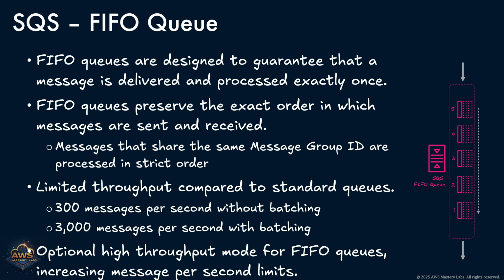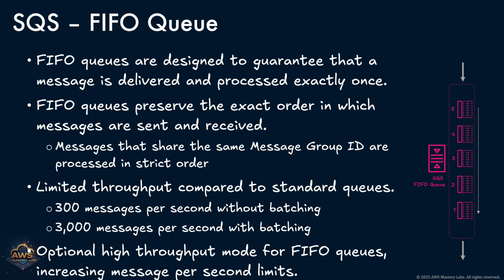It's important to note that FIFO queues have lower default throughput compared to standard queues, typically up to 300 messages per second without batching and up to 3,000 messages per second when using batching. But AWS offers an optional high throughput mode for FIFO queues, which significantly increases message per second limits while still maintaining ordering guarantees within each group.